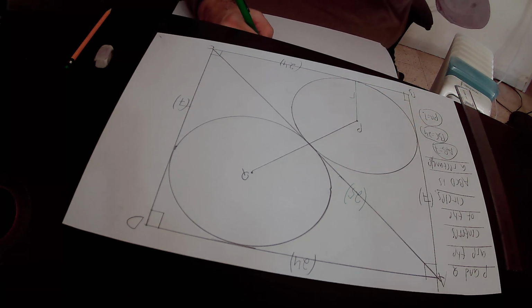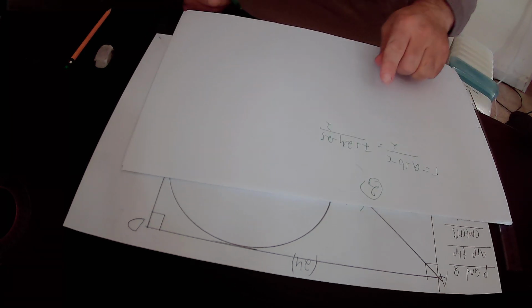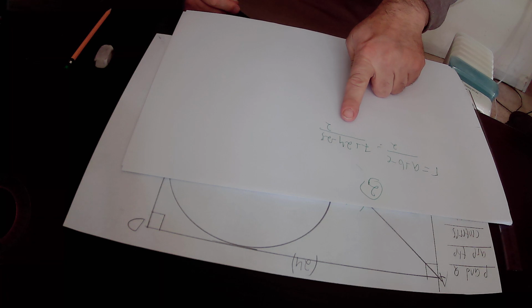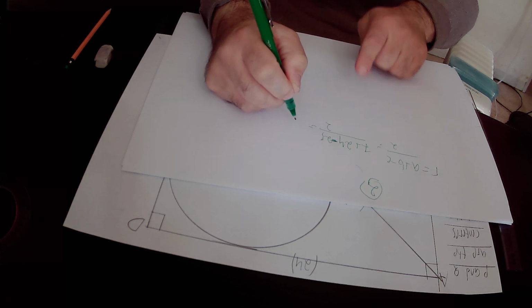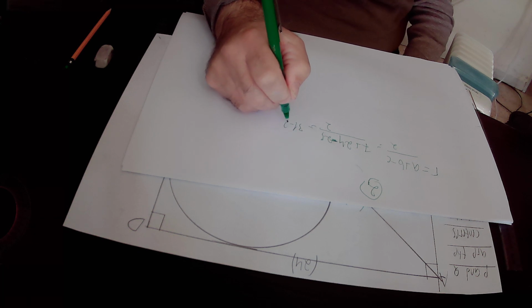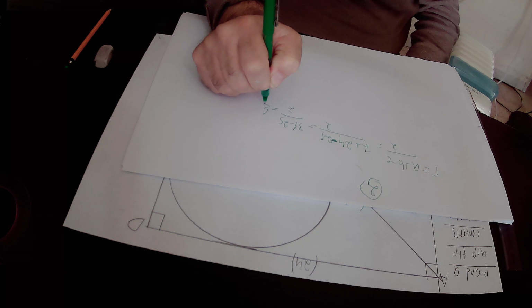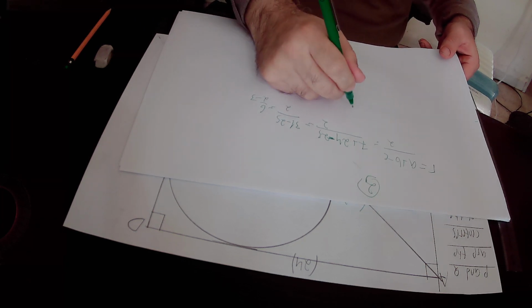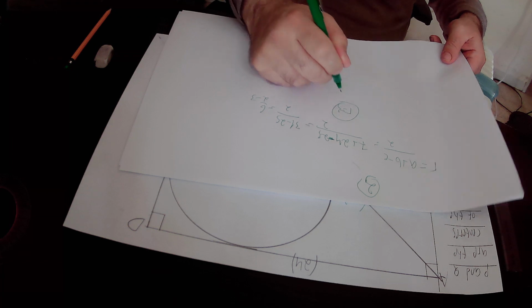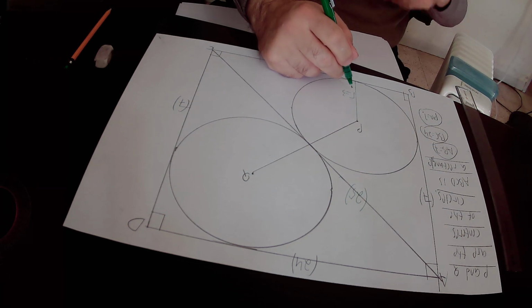over 2. So the radius of this circle R must be equal to 7 plus 24 minus 25 over 2. 7 plus 24 is 31, and 31 minus 25 is 6, and 6 over 2 is 3. So finally we found out that the radius of this circle R is equal to 3 units.